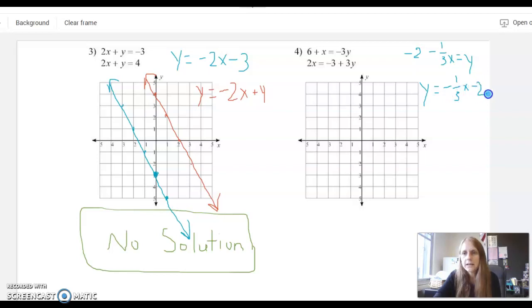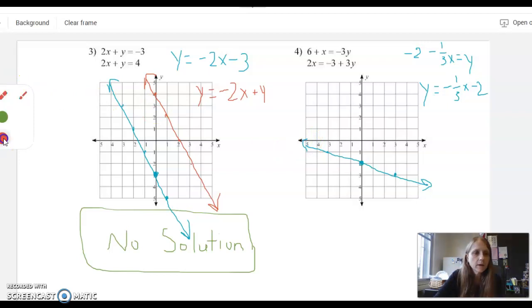So y-intercept is negative 2. So I'm starting right here at negative 2. Slope is negative 1/3. So I can either go down 1 and right 3, or up 1 and left 3. So there's my first line. This one's the same, it's just that the equations are a little uglier to start off with.